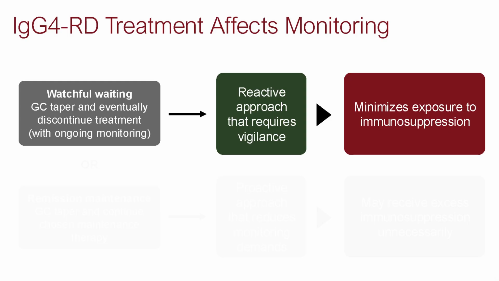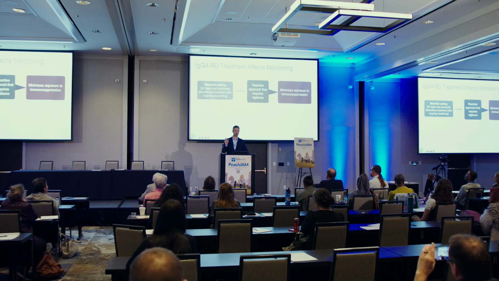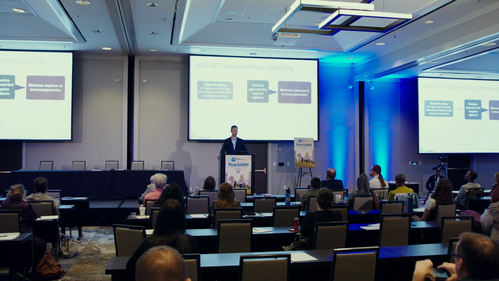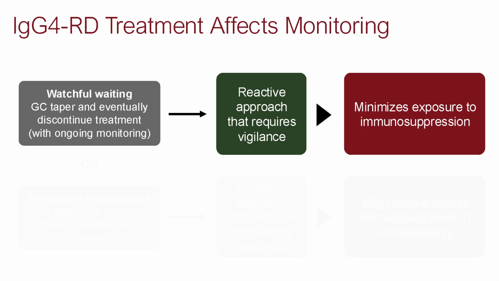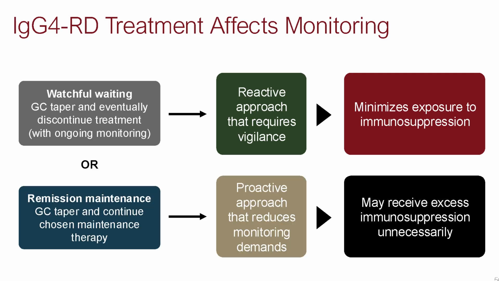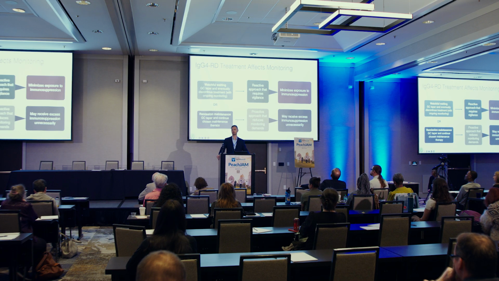So if we drill down on the top one, with watchful waiting, that's really a reactive approach, and it requires real vigilance. We want to make sure we catch the disease coming back right away before there's damage and we get treatment started. The benefit is it minimizes exposure to immunosuppression. The sort of scheduled treatment approach is proactive. It's saying we're just going to treat you every 6 months. If you do that, the monitoring demands really go down. It's highly unlikely something is going to come back if you're treating every 6 months with inebilizumab, for instance. But you may receive excess immunosuppression unnecessarily.